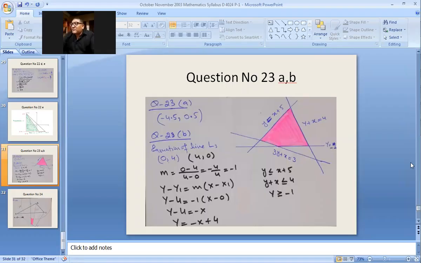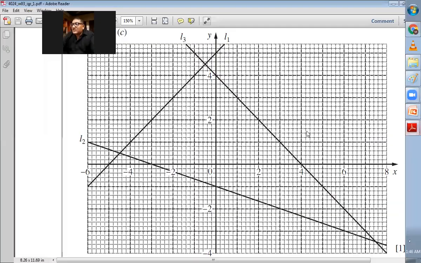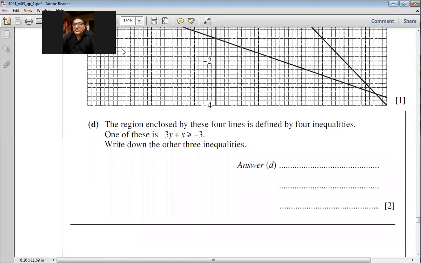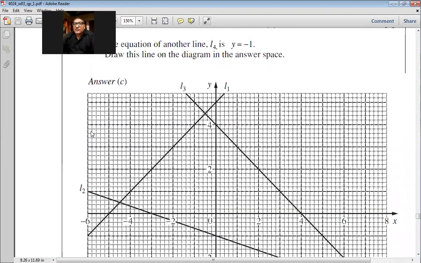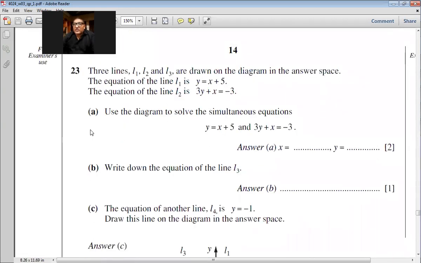So let's move to the next part. And in the next part, he says, this is question number 23. Let me show you. Question number 23. Here.